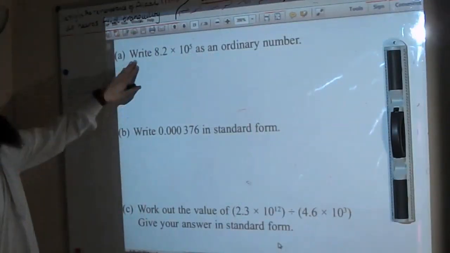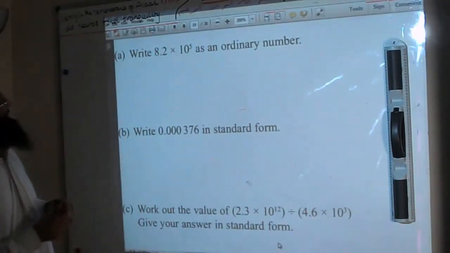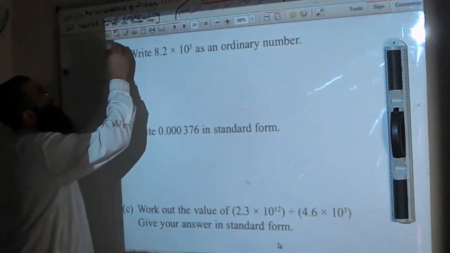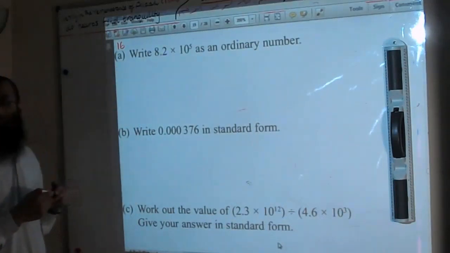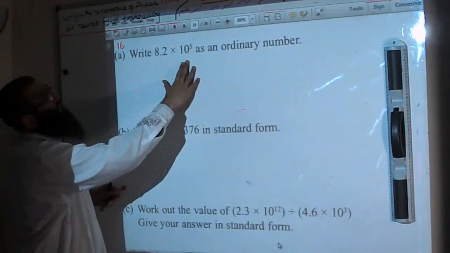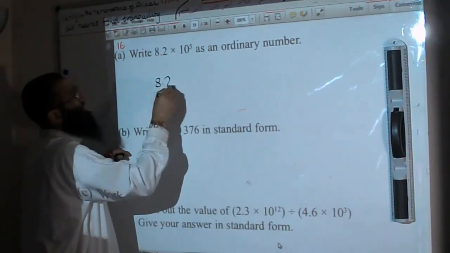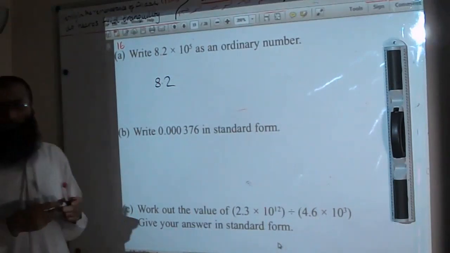Right, folks, are we ready? Let's write 8.2. So this is actually question number 16. Just the question number 16 has been chopped off from the corner, so I'll just put it over there. Okay, Mr. Rameez, are you happy with number 16? Ready? Yeah. 8.2 times by 10 to the 5. Let's copy down the 8.2 over here. Okay, now times by 10 to the 5.